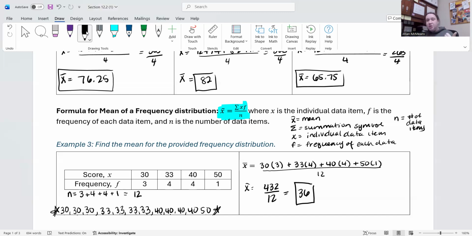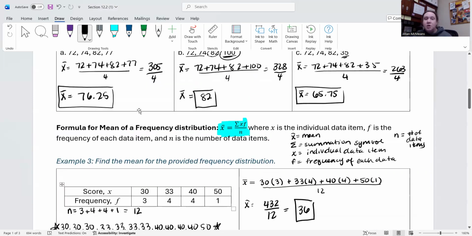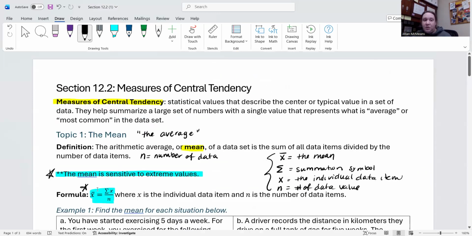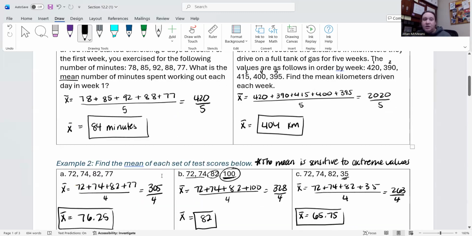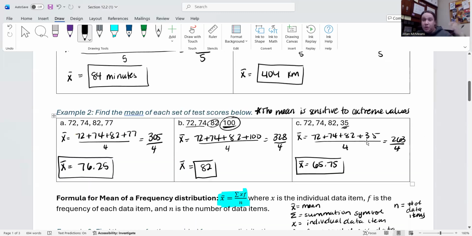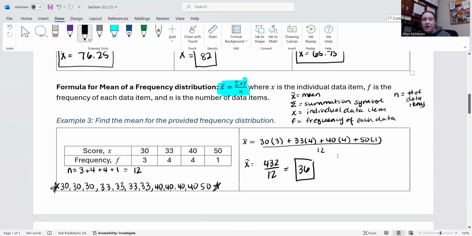Okay. So again, you take your scores, your individual data items, multiply them by their frequency, add up those products, and then divide by the number of data items you have. And that's how you can find the mean of a frequency distribution. So we've talked about just calculating the mean. We have this formula here. We looked at how the extreme values can pull your mean up or down. And then we looked at finding the mean of a frequency distribution. In the next video, we'll talk about the median of a data set.